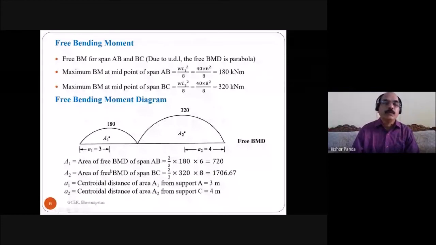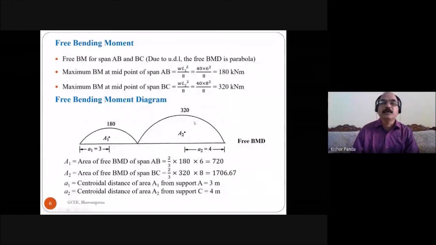A1 is equal to the area of the free bending moment diagram of span AB. So what is the area of this one? What is the area of the free bending moment diagram? 2/3 into base into height. Base is 6 and height is 180. 2/3 into 180 into 6. So this is 720.